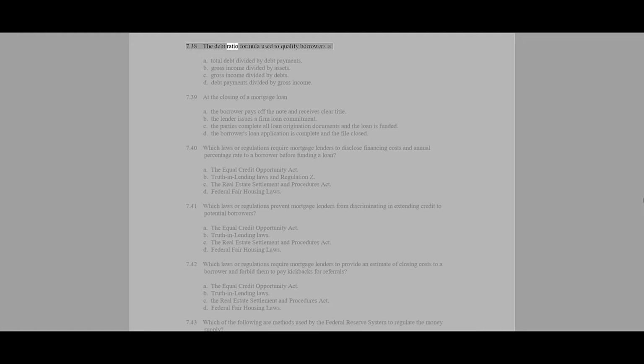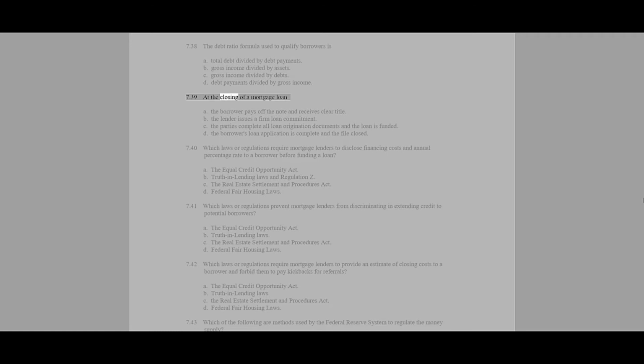7.38 The debt ratio formula used to qualify borrowers is: A. total debt divided by debt payments. B. gross income divided by assets. C. gross income divided by debts. D. debt payments divided by gross income.